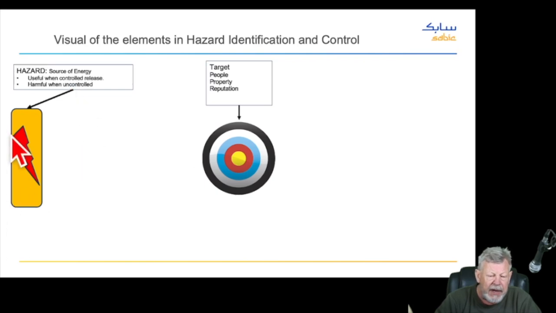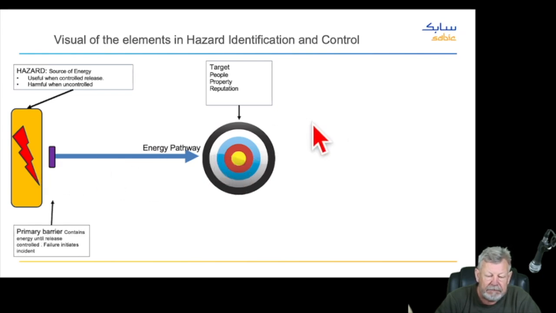The other role player in this matter is the target. The target can be production, can be financial, can be reputation, can be people, can be machinery. And for this hazard to be able to do harm on the target, the energy from the hazard needs to be transferred. So there's an energy pathway. We put barriers in to protect the target from the hazards.